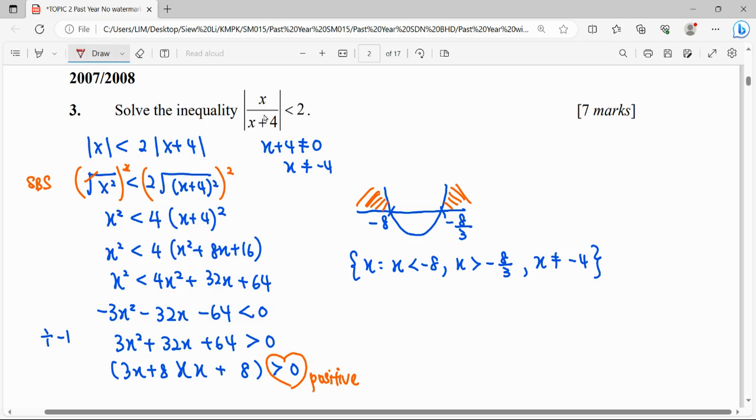So our first basic step here is this: denominator cannot equal to 0. Then solve by squaring both sides. Then expand the quadratic, forming and simplifying to a quadratic. Then factorization. Draw the graph and answer.